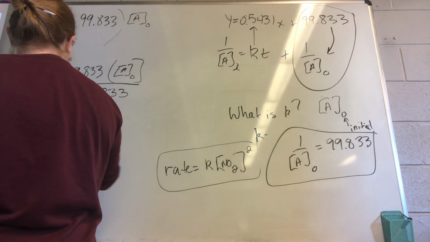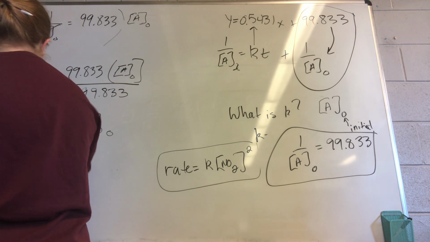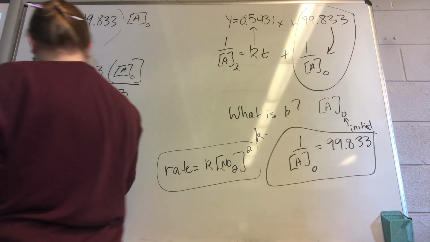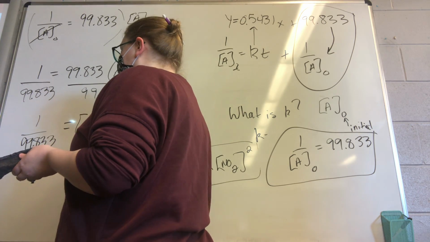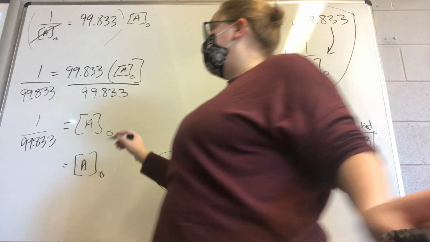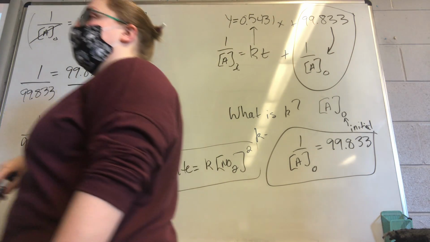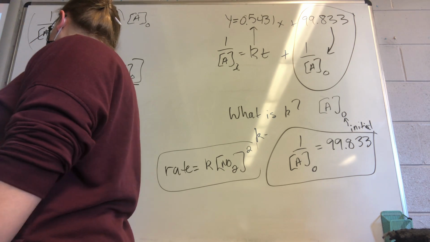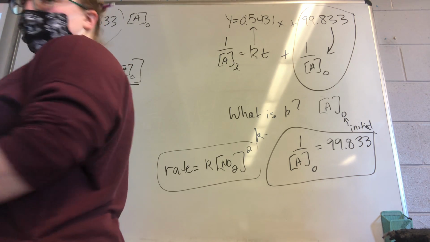Yes. That's exactly what you do, you reverse them. If we're solving, you have to do this. You can't just multiply to get rid of it. So what is 1 over 99.833? Someone do it in your calculator.